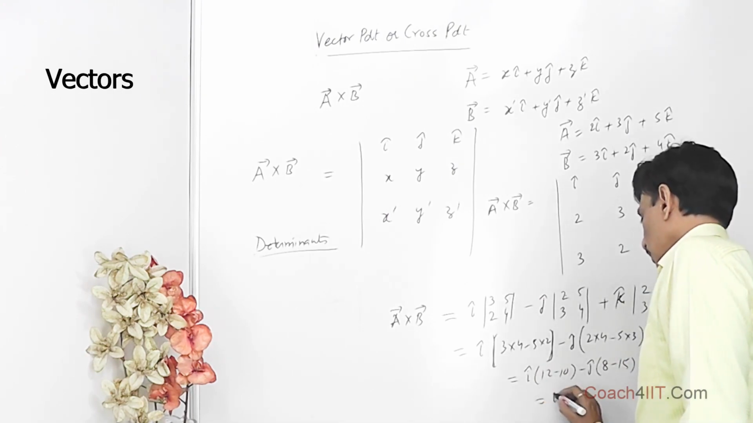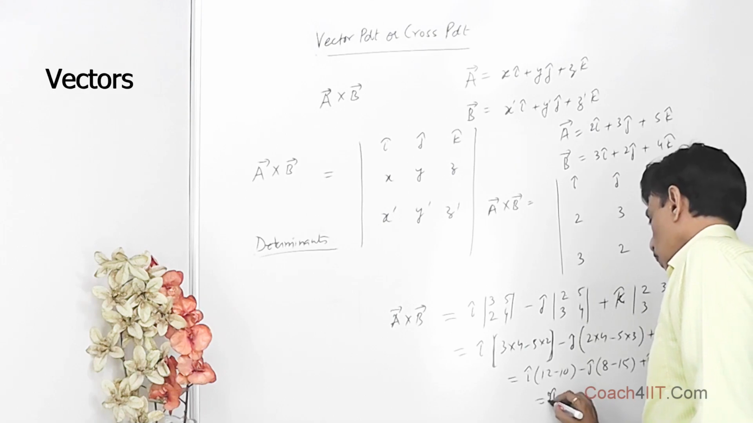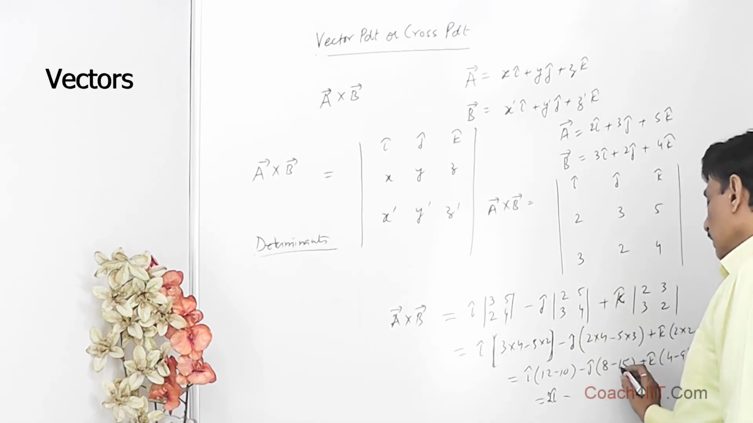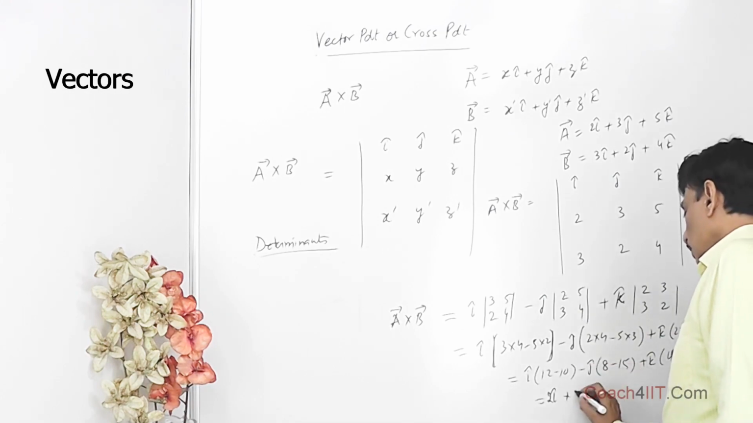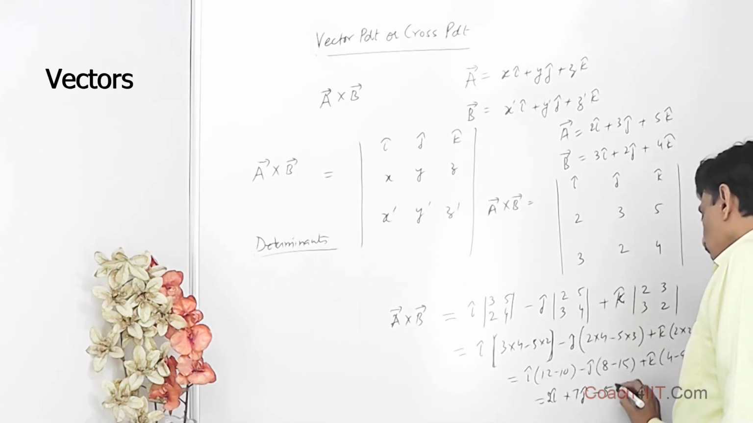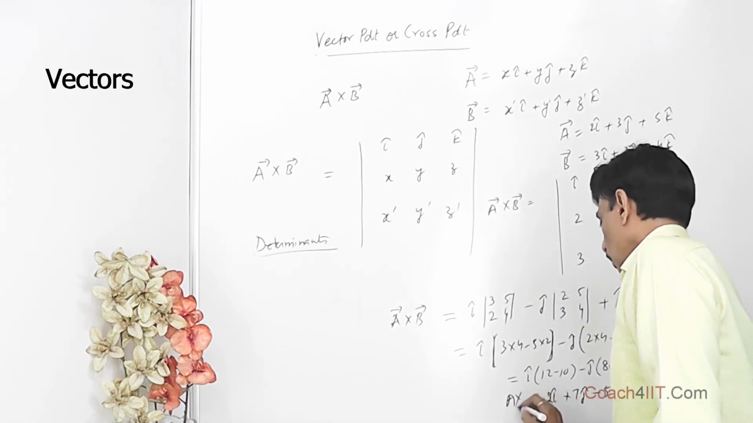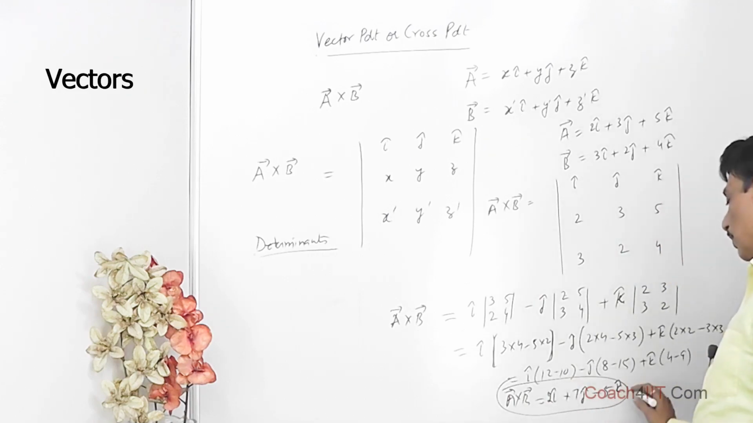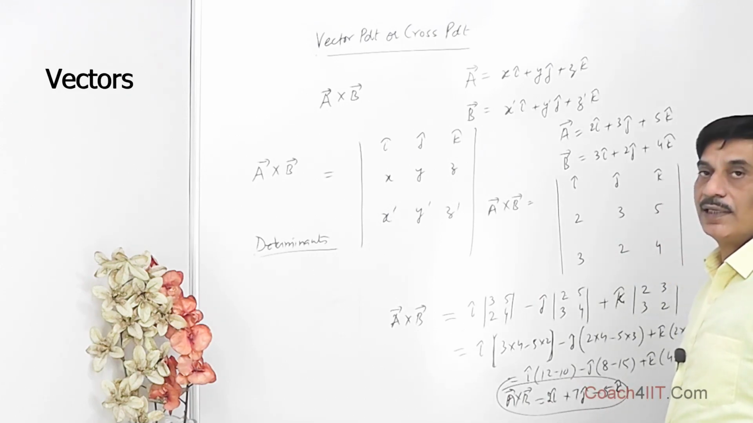So i cap, 12 minus 10, that is 2i cap, minus j cap times 8 minus 15, which is minus 7, so minus minus becomes plus, so this is going to be plus 7j cap, plus k cap times minus 5, so this is going to be minus 5k cap. So A cross B we have as a vector quantity in terms of i cap, j cap and k cap.